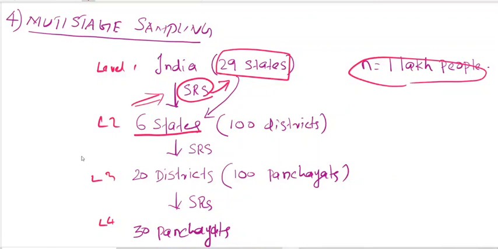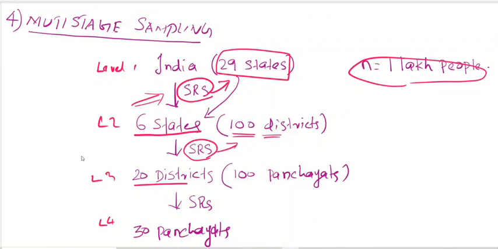At the second level, what we do is we list out all the districts, could be 100 districts or many more, from these 6 states. Again we do simple random sampling over these districts, and we select 20 districts out of this 100. There also we maintain our simple random sampling. Okay, so it represents the 100 districts.